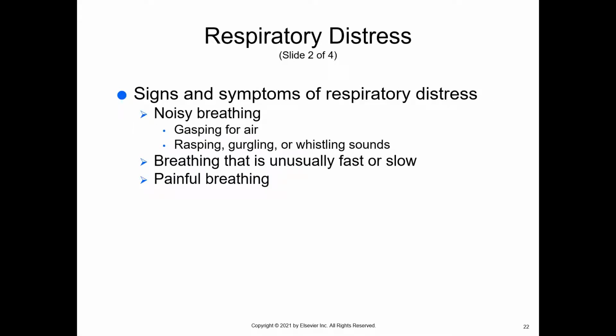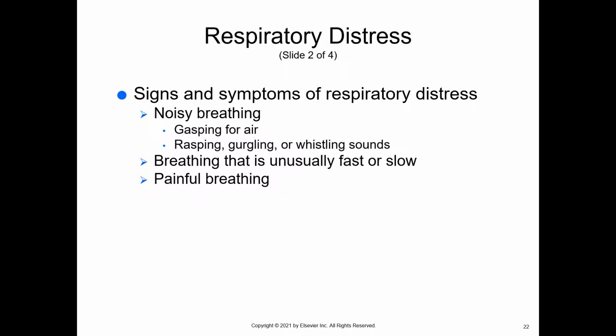Signs and symptoms of respiratory distress: noisy breathing, gasping for air. Gasping is abnormal breathing. It's not normal. It would be breath only going in. Think of a fish out of water when you think of gasping for air. Rasping, gurgling, or whistling sounds indicate that there's airway obstruction or other things affecting the airway. Breathing that is unusually fast or slow. Recall that the reference range for adult respirations is between 12 and 20 at rest.